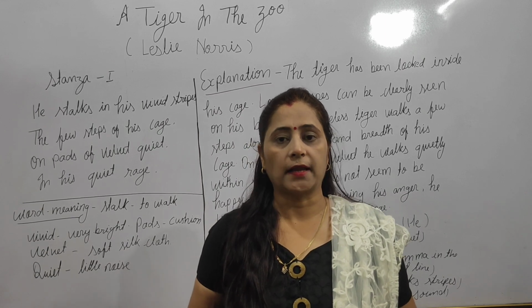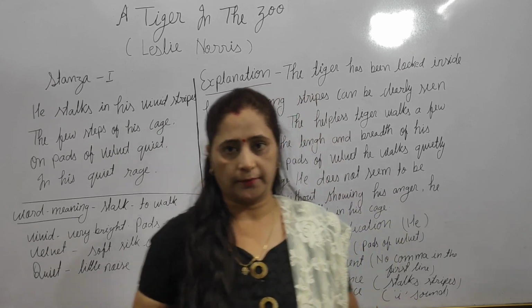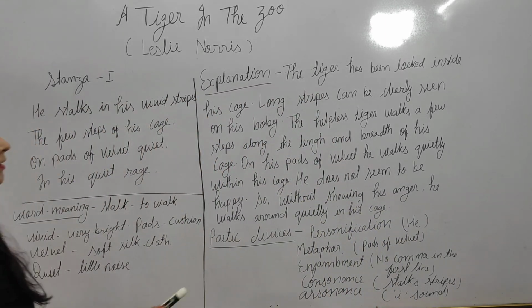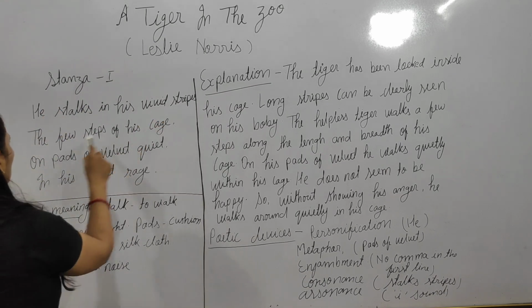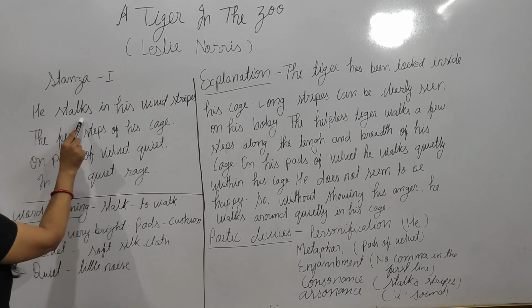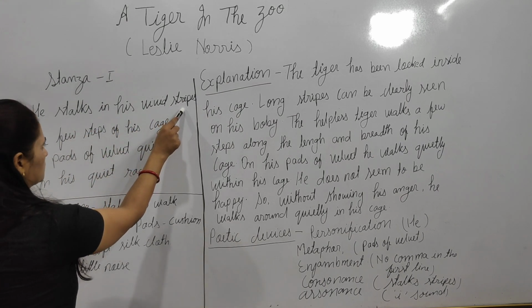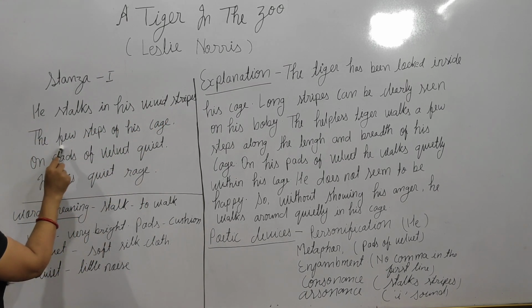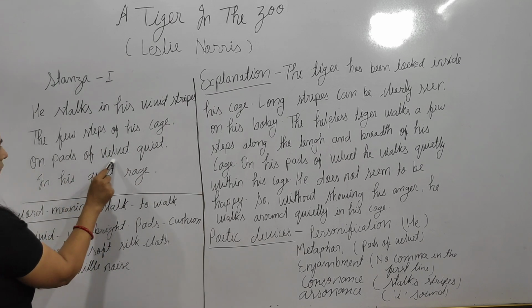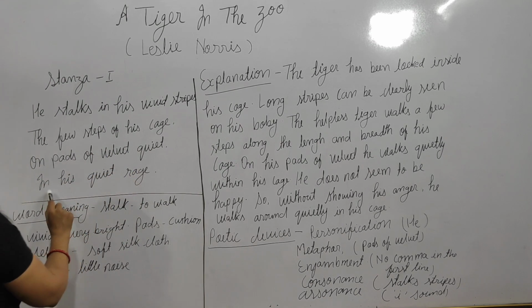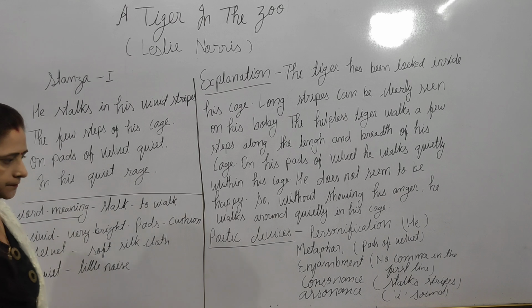Let's look at the line by line explanation of the poem. So here, as you can see, the first stanza I had written here. He stalks in his vivid stripes the few steps of his cage, on pads of velvet quiet, in his quiet rage.